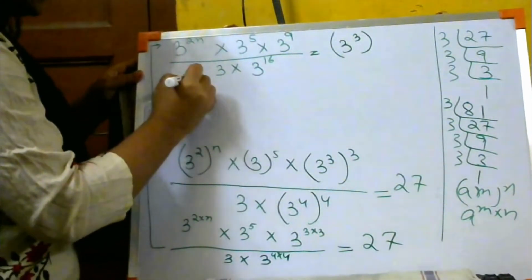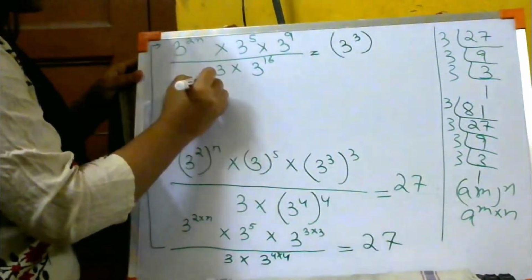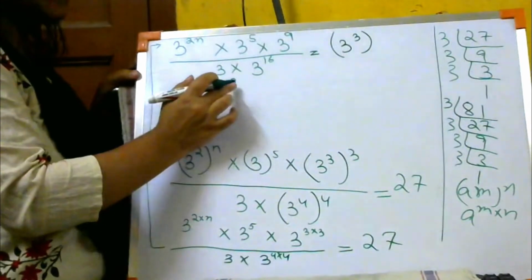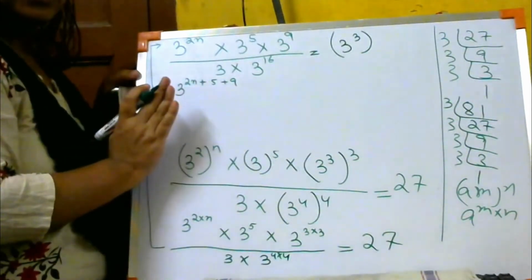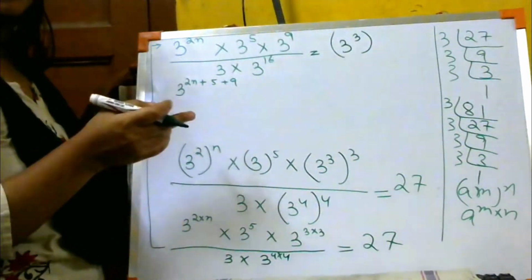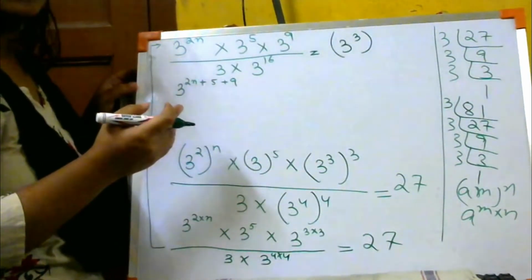On top 3 को हम लिख सकते हैं ऊपर में 2n plus 5 plus 9. I am adding only the powers and keeping the base over here 3. ठीक है ना? These are all laws of exponents. If you do not remember the laws of exponents, I cannot help you in this way.